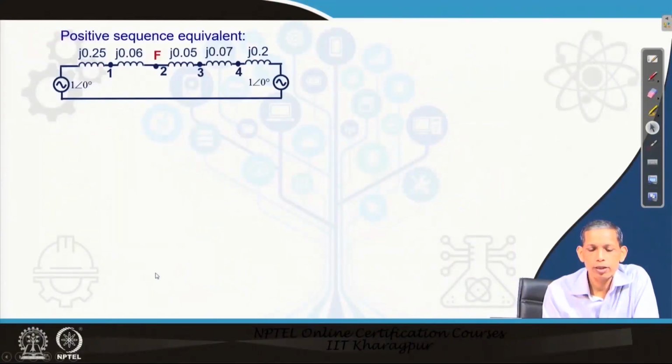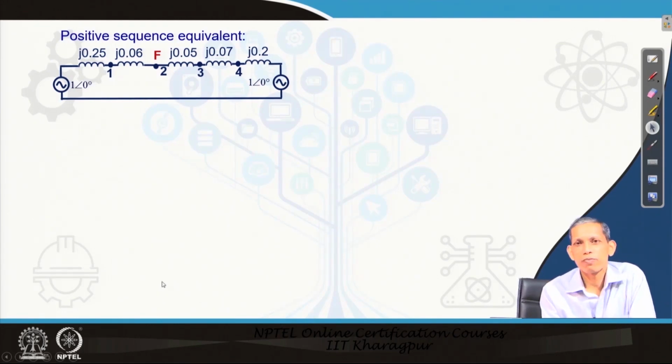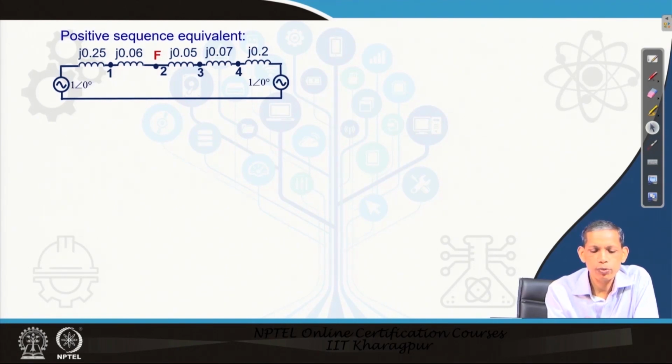So, that you can say the corresponding connectivity. Now, we will try to simplify that diagram to calculate the different currents and voltages in the system. So, this is the positive sequence equivalent diagram as you have seen in the earlier one. We assign the corresponding voltages to be 1 with an angle of 0 degree, as mentioned.